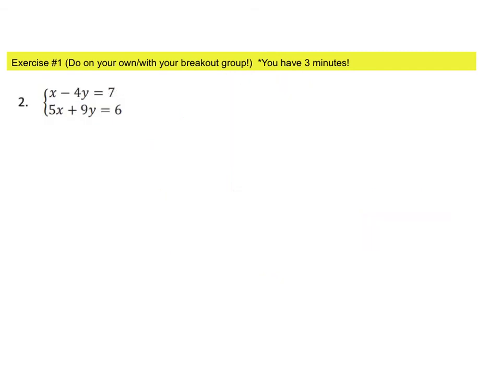All right, exercise number 2. The first thing we need to do is make sure our equations are written in ax plus by equals c form. Ax plus by equals c, standard form. So the first one I have x, there's just a 1 there, ax plus, this becomes plus negative 4y equals 7. The second one becomes 5x plus 9y. Everything's set up correctly already.